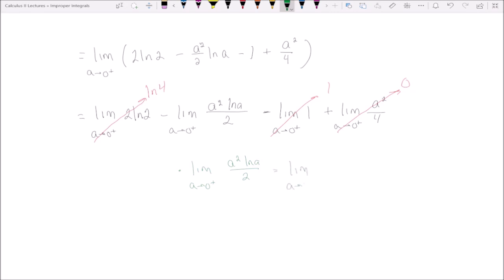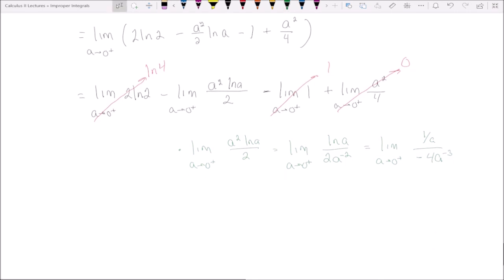All right, rewrite that as log of a over 2a to the minus 2. By L'Hopital's rule, we're going to get limit of 1 over a over negative 4a to the minus 3, which equals limit as a approaches 0 from the right of 1 over negative 4 a to the minus 4.